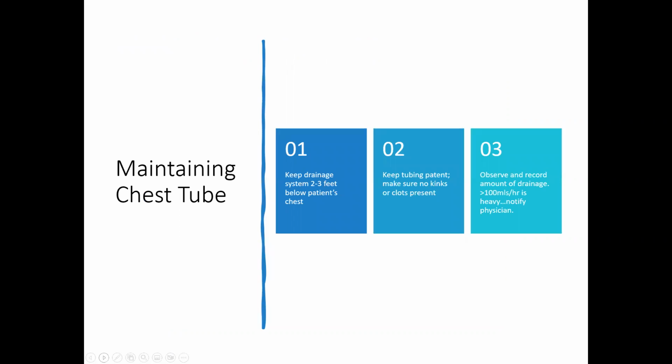Maintaining the chest tube: keep the drainage system 2 to 3 feet below the patient's chest. Many times they're on the floor, stabilized near the bed, not in the middle of the floor, or they're attached to the bed in some manner. Keep the tubing patent. Make sure there are no kinks or clogs. Three, observe and record the amount of drainage. If it's greater than 100 mLs per hour, it's generally regarded as heavy, and the nurse will probably pick up on it and let the physician and the medical team know.